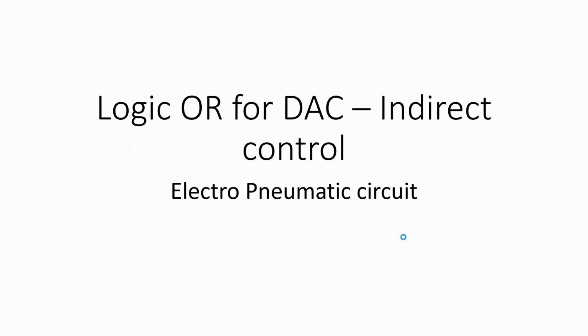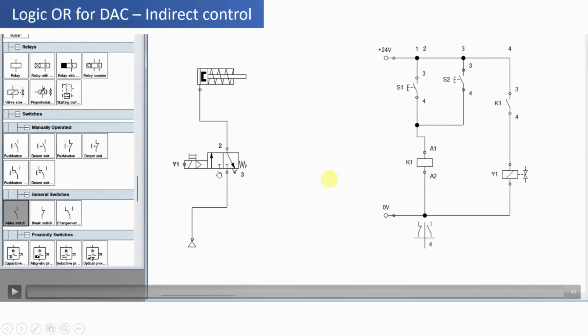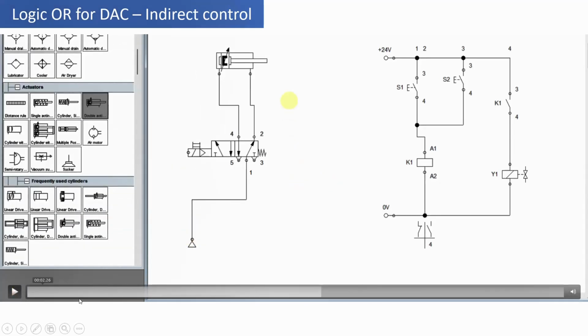Now we'll see the working of the logic OR circuit for a double acting cylinder using indirect control. Before we proceed further, we'll try to understand the basics of this circuit. As you can see, we have a compressor, then a 5/2 direction control valve, and then a double acting cylinder. And here the indirect control of the circuit is shown.